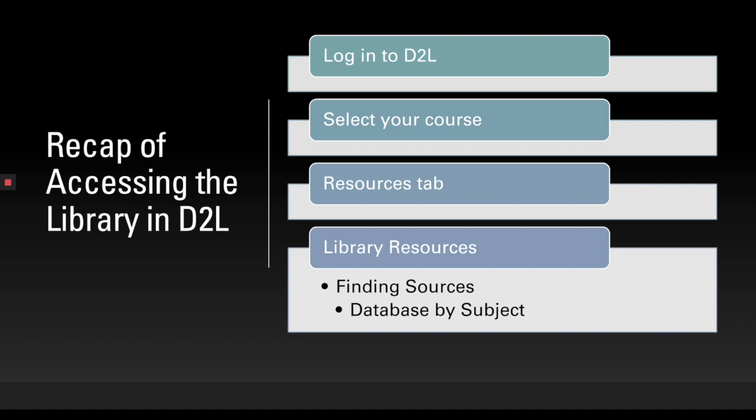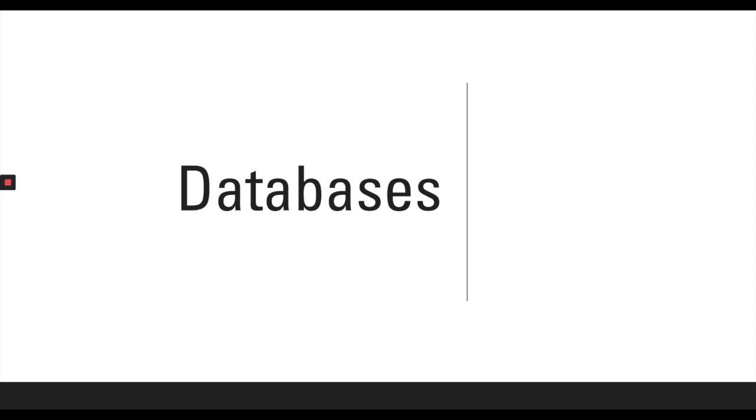Before we move on, let's recap. To access the library, you must do the following: log into D2L, select your course, select the Resources tab, and then select Library Resources. From there, you're going to use the Finding Sources section, and we're going to be focusing on Database by Subject. This course requires you to utilize research found in journal articles. Most of the journal articles you will use for research can be found by searching within a database.